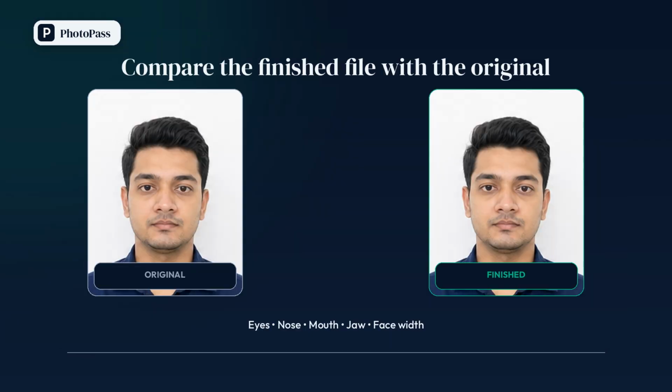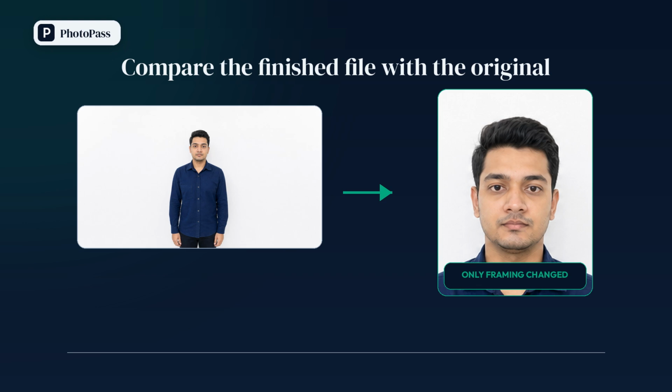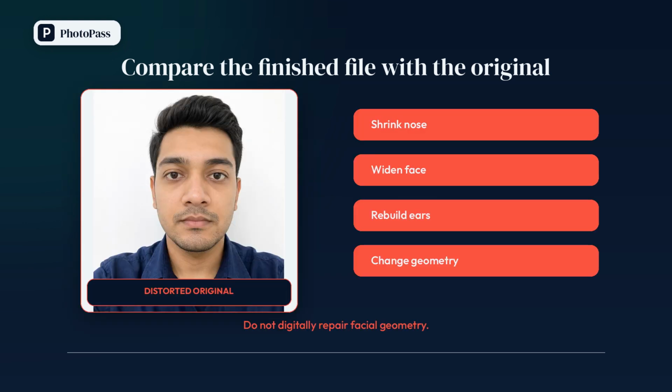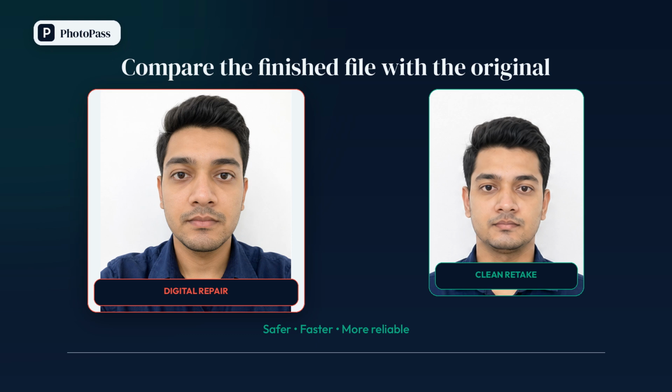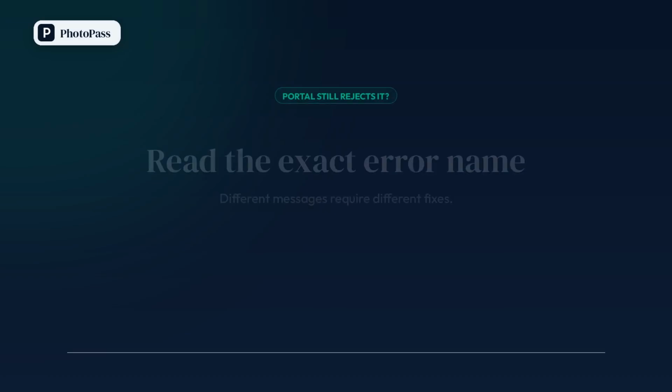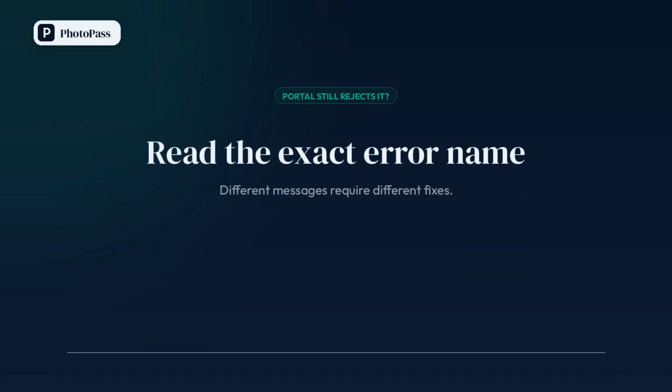Then compare it with the original one more time. Your eyes, nose, mouth, jaw, and overall face width should have exactly the same proportions in both images. Only the framing and overall image size should be different. Do not try to fix genuine close camera distortion by manually reshaping the face. Tools that shrink the nose, widen the face, reconstruct the ears, or change facial geometry are altering the person's appearance. Passport photographs should represent your real, unaltered appearance. A clean retake from the correct distance is safer, faster, and more reliable than trying to digitally repair a close selfie.